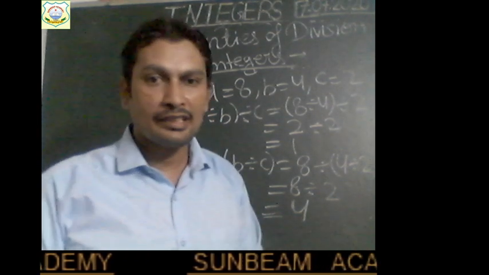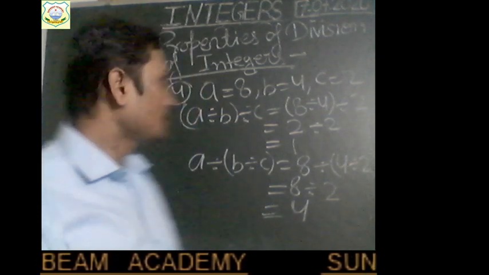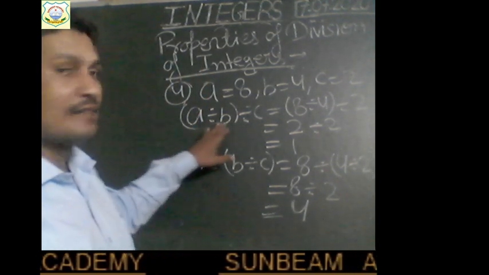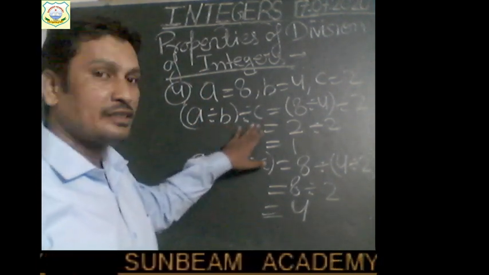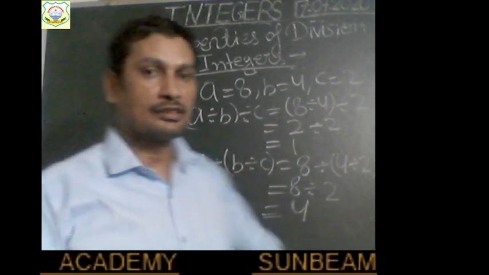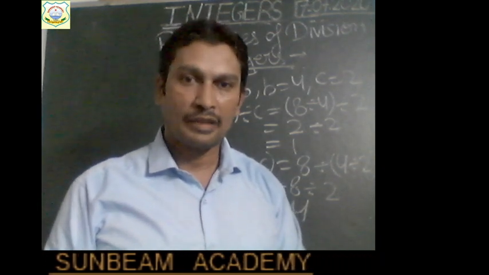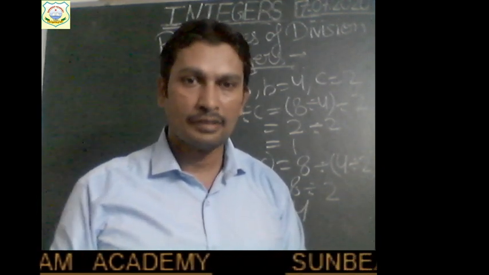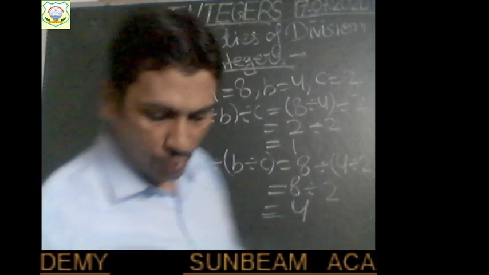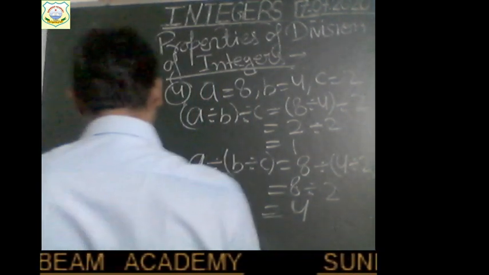Here you can see, children, these two results are different. So we can say that A divided by B whole divided by C is not equal to A divided by B divided by C. So this is true only when value of C is 1 or minus 1. Right, children? It is clear now? So now let us move to the next property of integer.